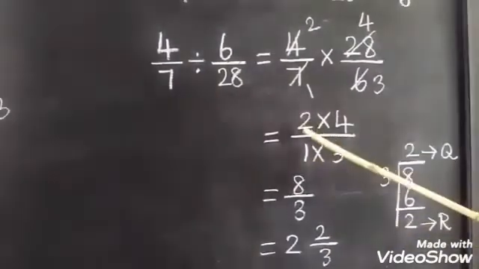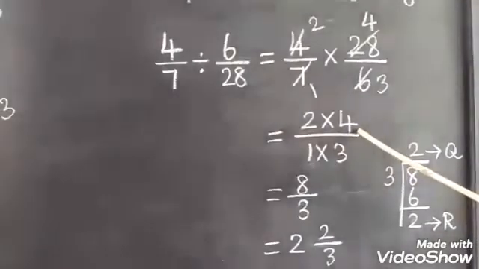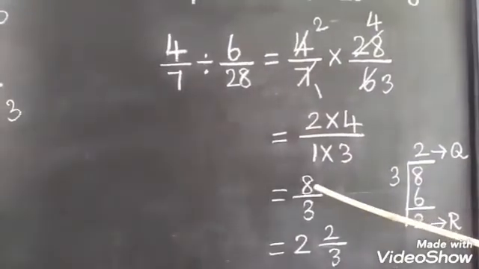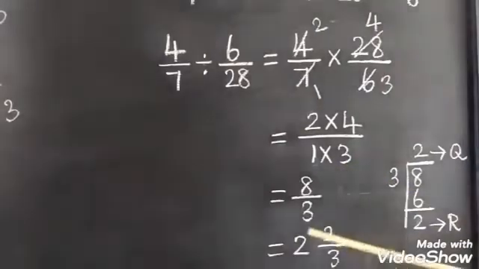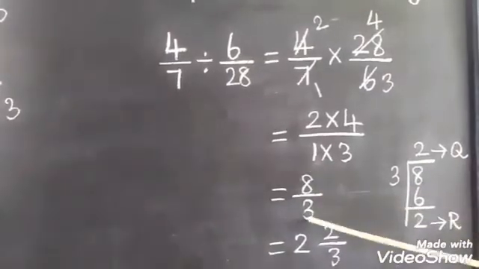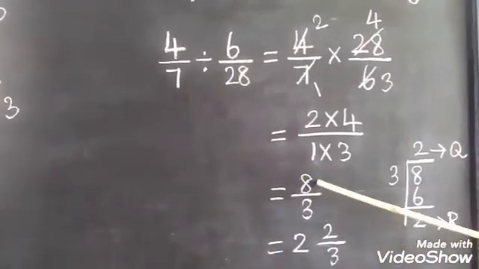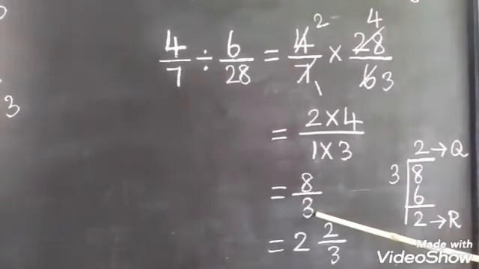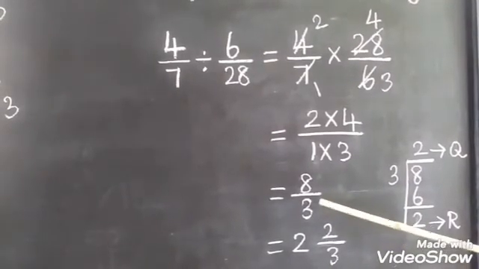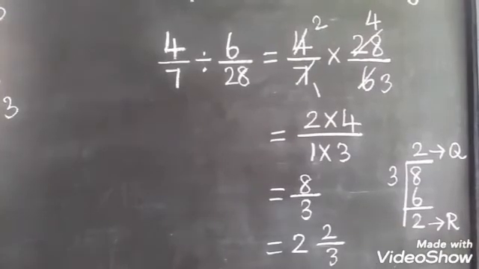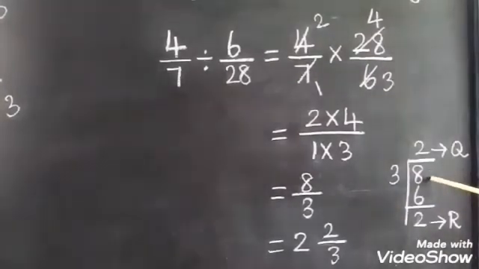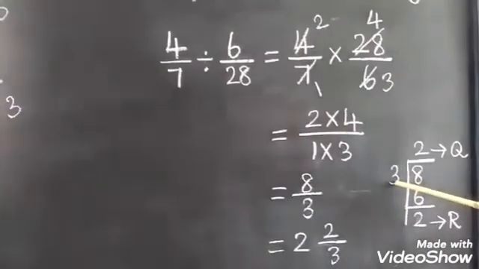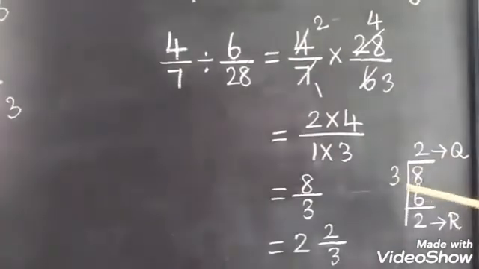So it is an improper fraction. 8 by 3 is an improper fraction, so we have to change it into a mixed fraction. For that we have to divide 8 by 3. 2 3s are 6. Very good. Next we have to subtract this. 8 minus 6, what will come? 2. So the quotient is 2.